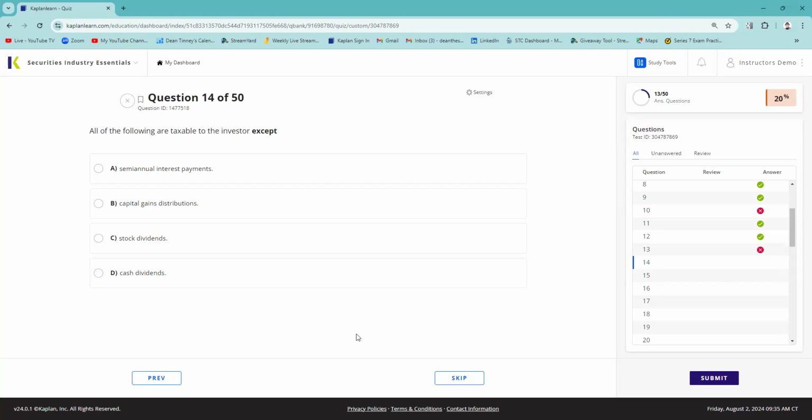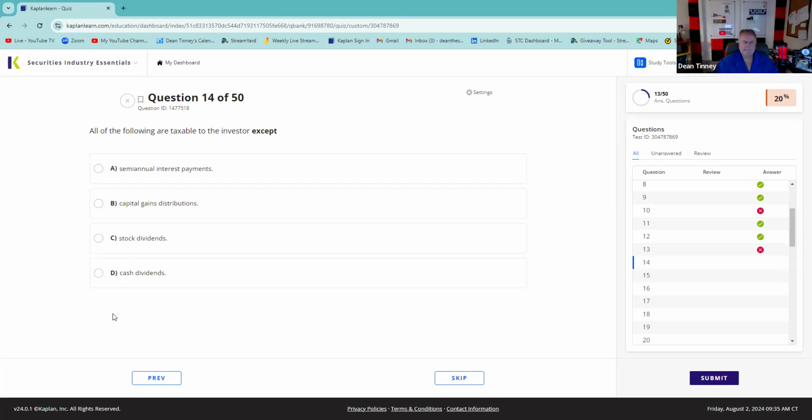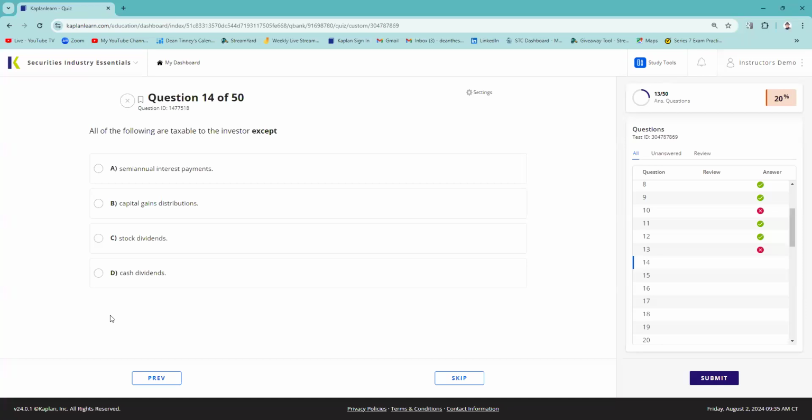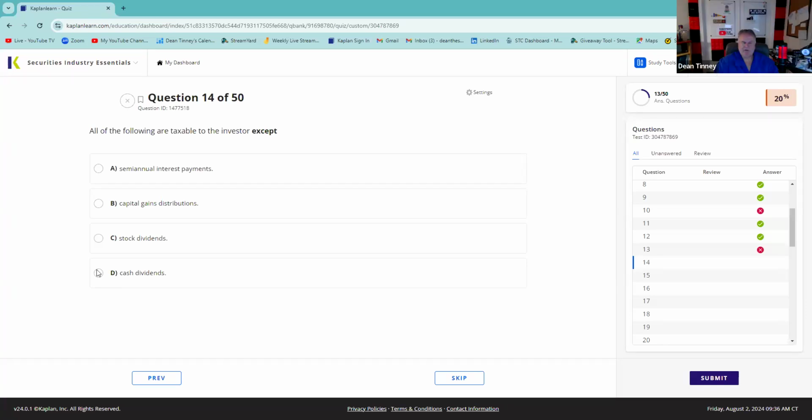Stock dividends are taxable. I just got taxed on it. Capital gains distribution. Capital gains are always taxed, right? That's right. Semi-annual interest payments. I don't really know what that means. I'm going to go with D, cash dividends. I don't know. Cash dividends are taxable.